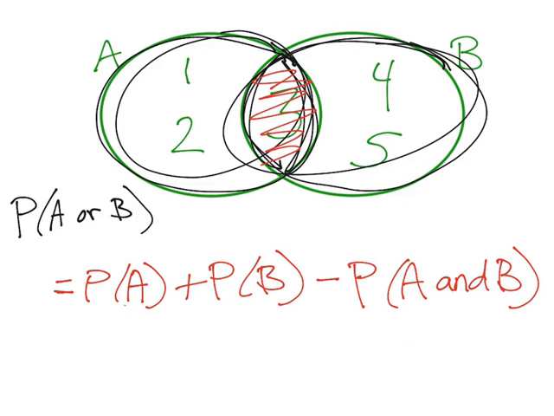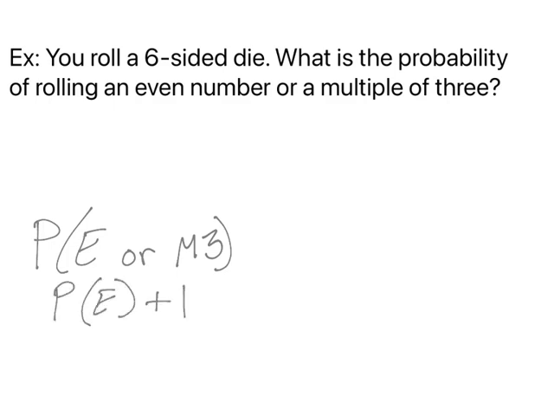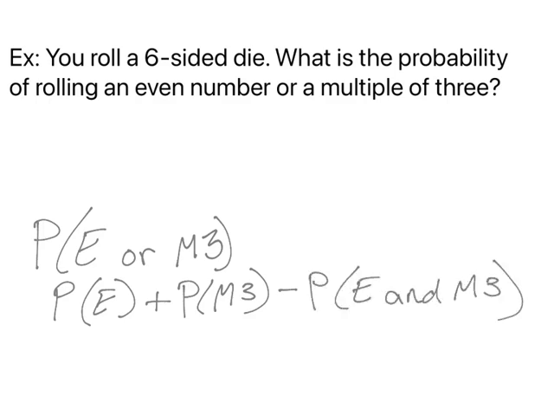All right, let's jump in. My pen stopped working. Okay, you roll a 6-sided die. What is the probability of rolling an even number or a multiple of 3? Okay, so probability of an even or a multiple of 3. So we're going to find the probability of an even number plus the probability of a multiple of 3 minus the probability of even and a multiple of 3.